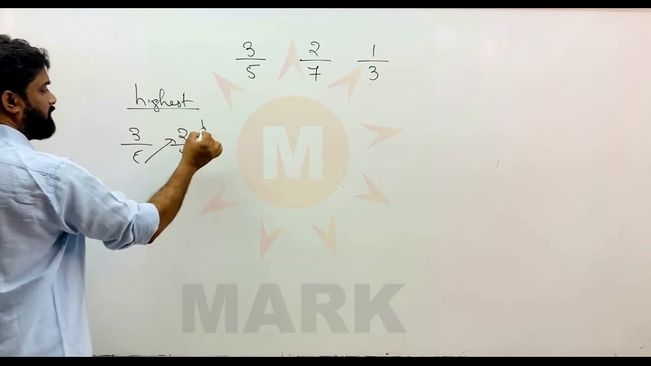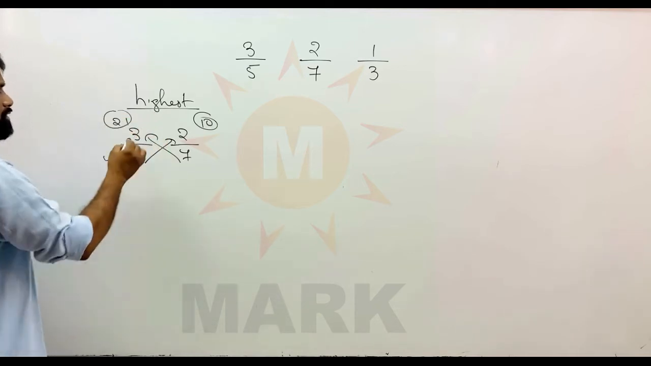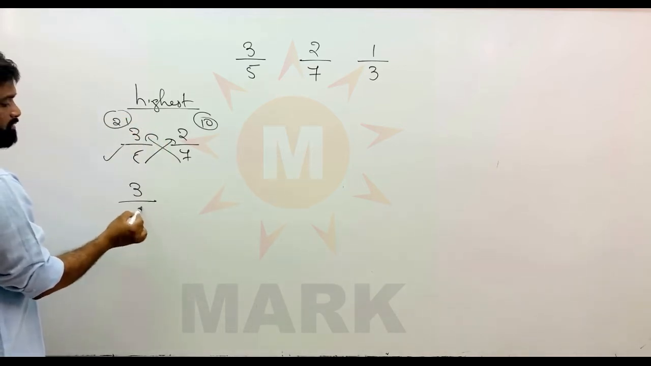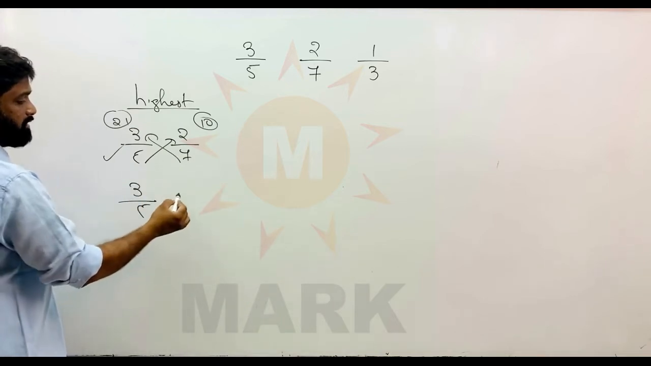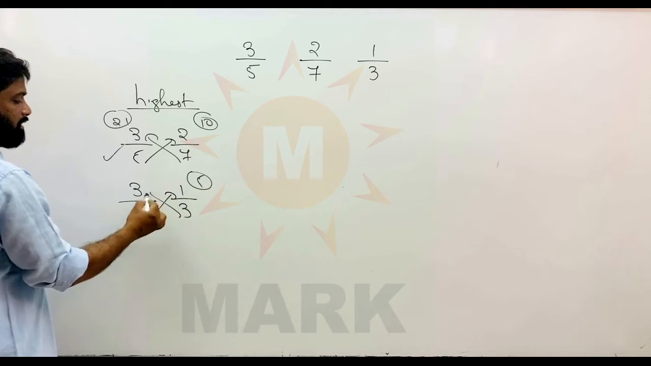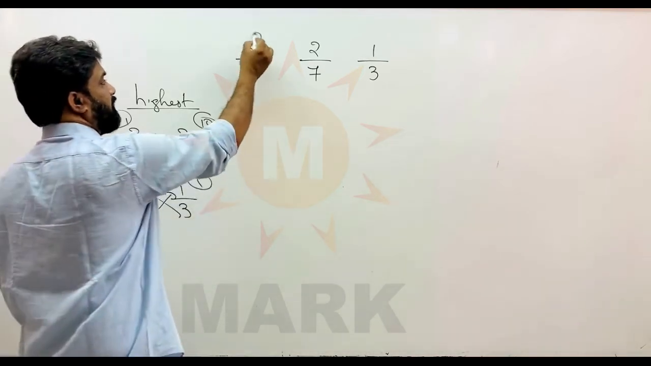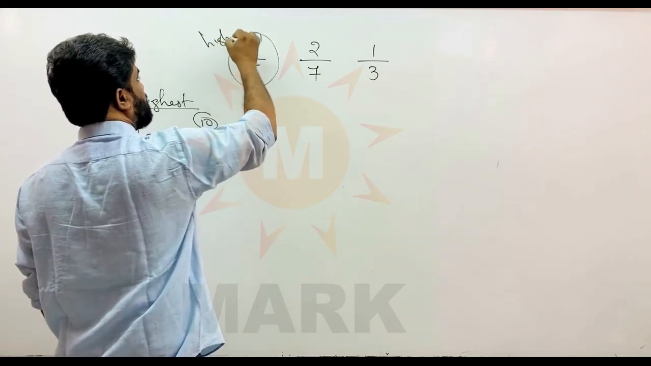So 3 by 5 and 2 by 7 I am taking. 5 2s are 10 and 7 3s are 21. So this is of highest value. Again I am taking this highest value out of these 2 and competing. I am making a competition between 1 by 3 and 3 by 5. 5 1s are 5 and 3 3s are 9. So in these 2, finally 3 by 5 is of highest value.